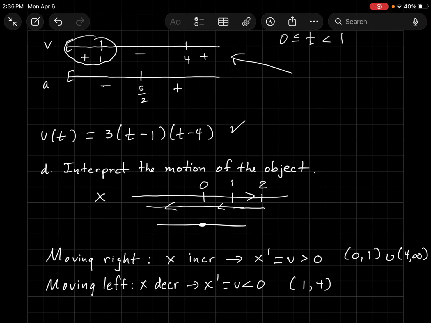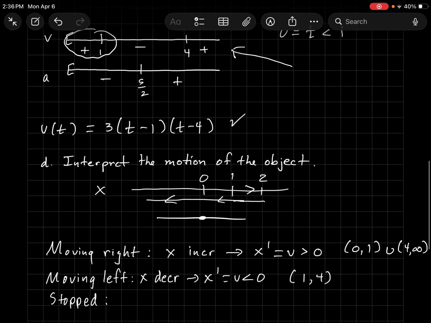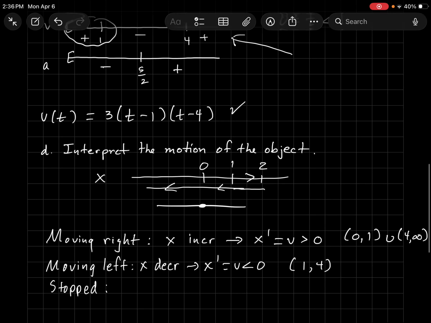So the object starts by going right, then goes left for a bit, then goes right again, and of course, in between those times, it is stopped, at least briefly. So when is something stopped? Well, when its velocity is 0, and that's at t equals 1 and t equals 4.